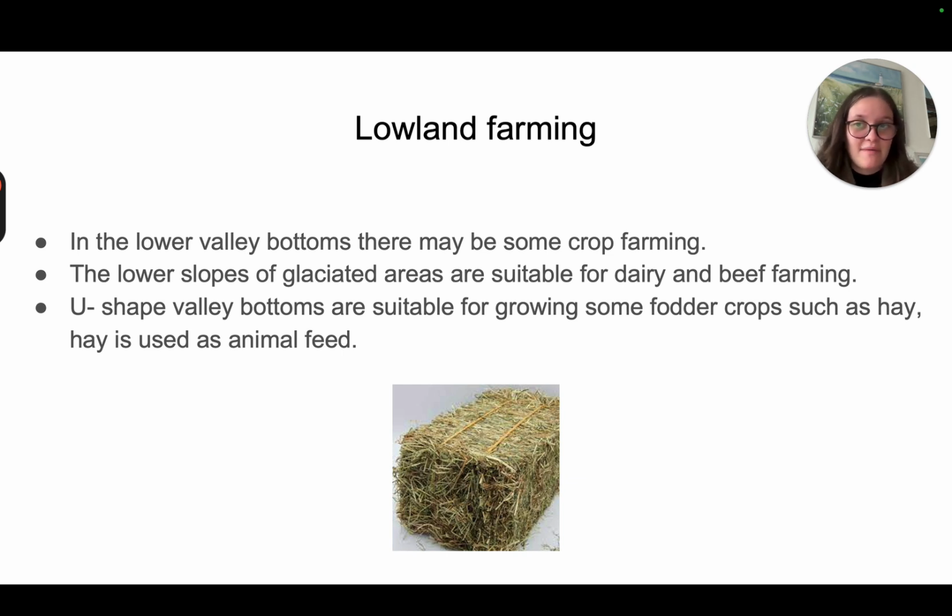And then our lowland farming. In the lower valley bottoms, there may be some crop farming going on because it's flatter and so the moisture in the soil stays there. The lower slopes of glaciated areas are also suitable for dairy and beef farming. And the U-shaped valley bottoms are suitable for growing some fodder crops, such as hay, which is used as animal feed. When we talk about fodder crops, it's crops that are used to feed animals. So, pause the video for a minute, fill in your table for upland and lowland farming, please.